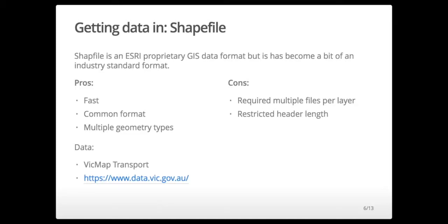The cons are that you end up having these multiple files per GIS layer, which can make them a bit unwieldy to manage. You also can have header restrictions. There's a character restriction on any of those column headers. Anyway, there's your link to download the data at the bottom.